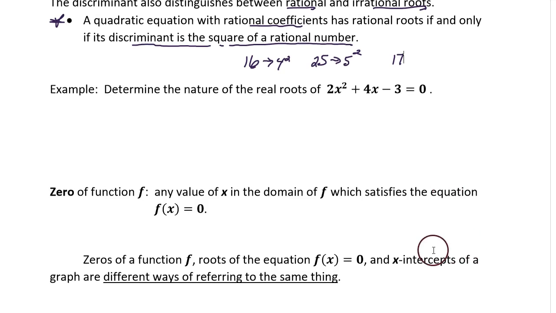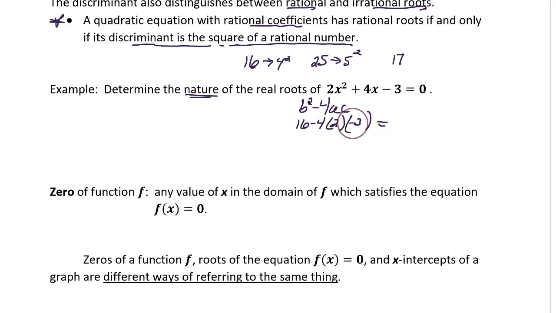Let's do an example problem and determine the nature of the real roots of this equation. So when it says determine the nature, what it's asking us is, are the roots going to be rational or irrational? Let's use this theorem that I marked with the star right here. We find the discriminant, b squared minus 4ac. B squared will be 16. A is 2, and C is negative 3.